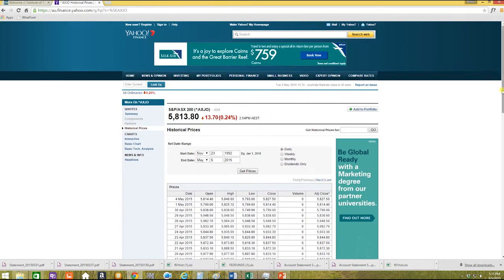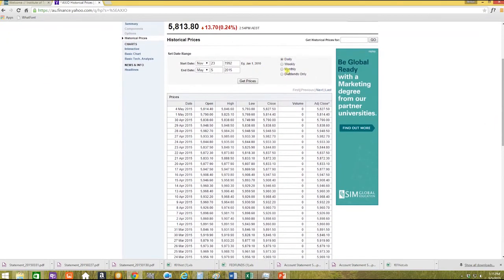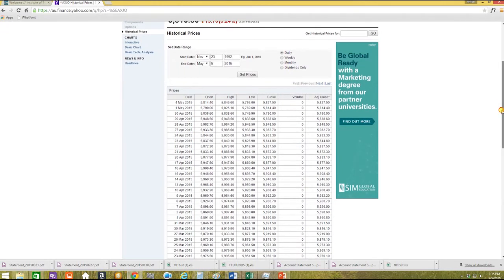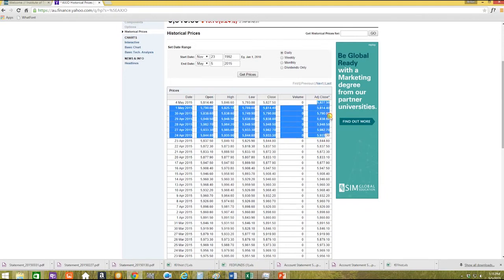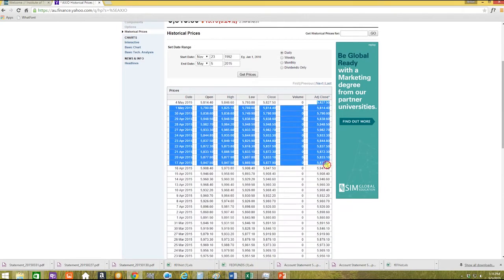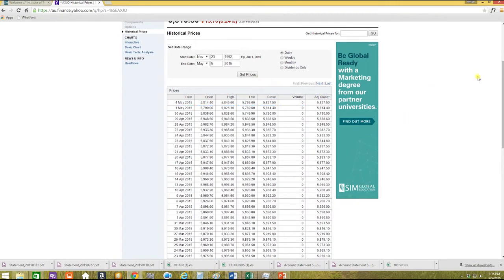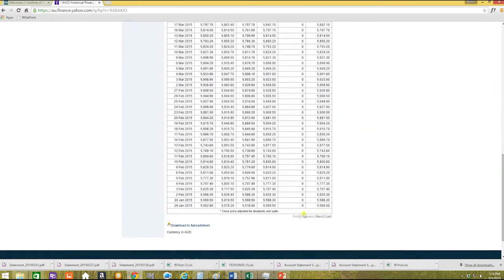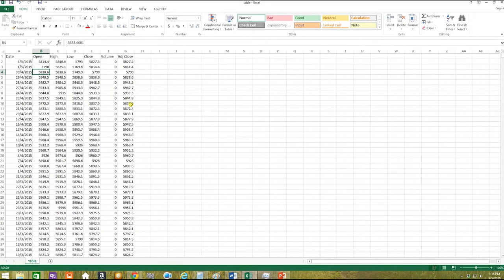And you'll be able to get hold of daily, weekly, monthly data, and including or excluding dividends data. So we look for daily data, and what we take is the adjusted close. So the adjusted close price on the right hand side. And then all you have to do is scroll down to the bottom and you hit download to spreadsheet, and this opens up in your spreadsheet and that's the column you want. You want to take the adjusted close.